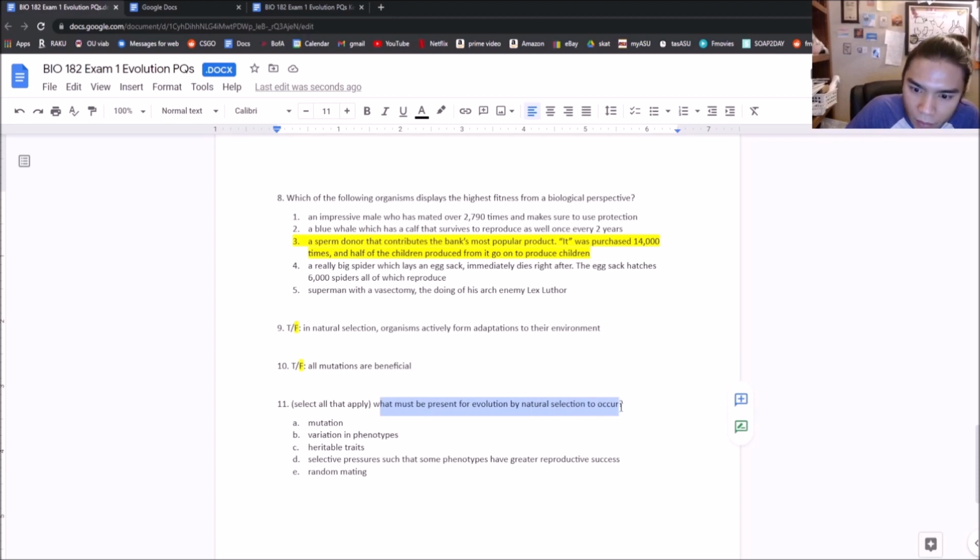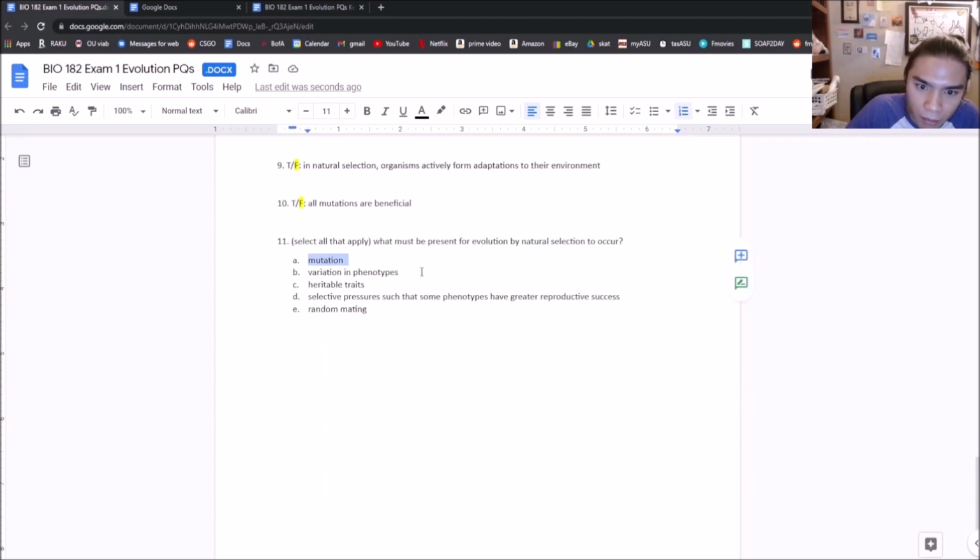Select all that apply. What must be present for evolution by natural selection to occur? Mutation. Not necessarily. So, let's talk about variation of phenotypes first. The organisms must vary from one another, right? Because if they were all the same, there wouldn't be a particular movement towards a trait becoming more frequent or less frequent. So, there could already be variation within a population. Mutation doesn't have to give that. Mutation would increase the variation, but it's not the only means. So, we have heritable traits. So that is needed.